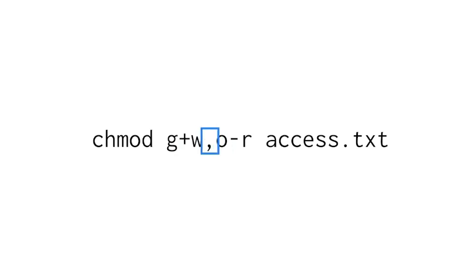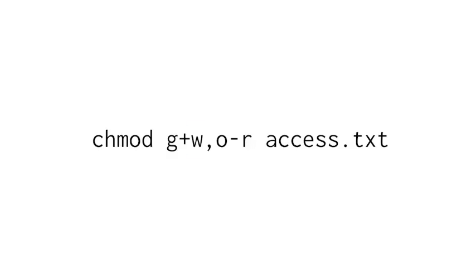But do we want to add or take away permissions? Well, for this, we use mathematical operators. So the plus sign after g means we want to add permissions for group, and the minus sign after o means we want to take them away from other.